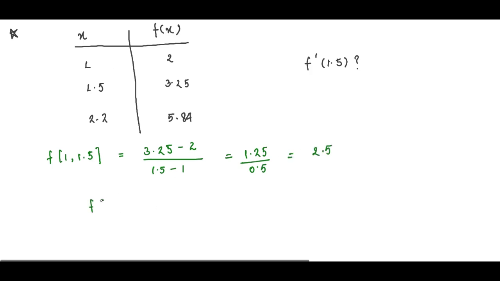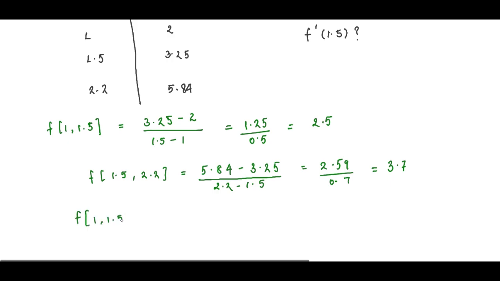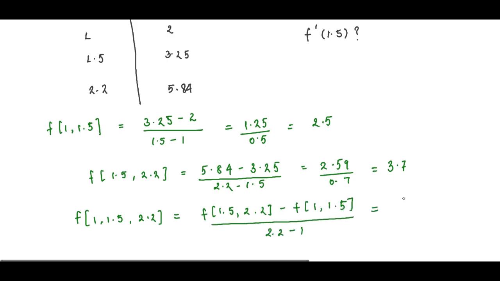Next comes f of 1.5 comma 2.2, which is 5.84 minus 3.25 divided by 2.2 minus 1.5, which is 2.59 divided by 0.7, and hence becomes 3.7. And hence the second divided difference f of 1 comma 1.5 comma 2.2 becomes f of 1.5 comma 2.2 minus f of 1 comma 1.5 divided by 2.2 minus 1, and therefore it becomes 3.7 minus 2.5 divided by 1.2, and hence gives 1.